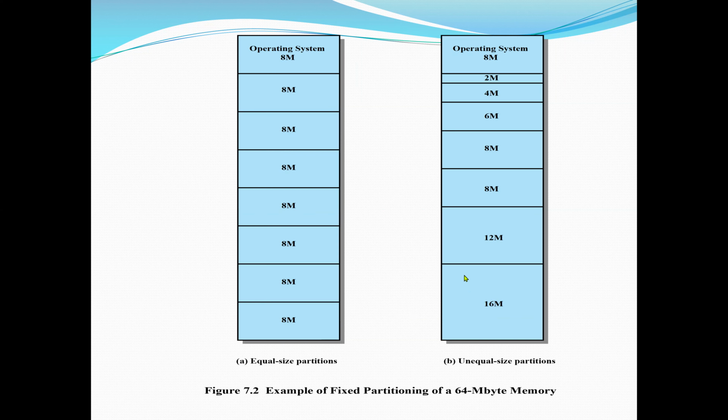In the case of equal size, any process whose size is less than or equal to the partition size can be loaded into any available partition. Since they are all equal size, any process can be loaded into any available partition. Now, if all partitions are full and no process is in the ready or running state, then the operating system can swap a process out of any of the partitions and load in another process so that there is some work for the processor to do.